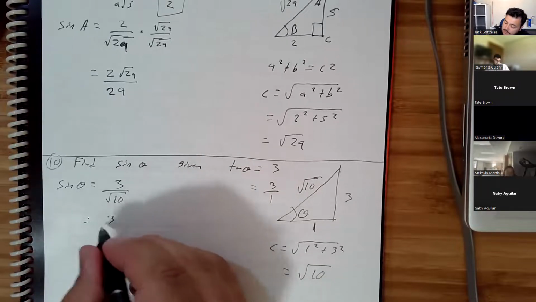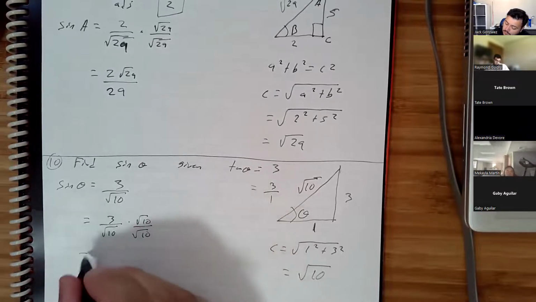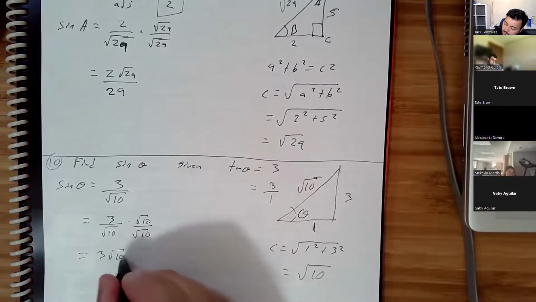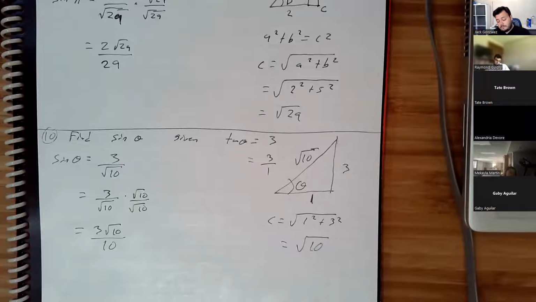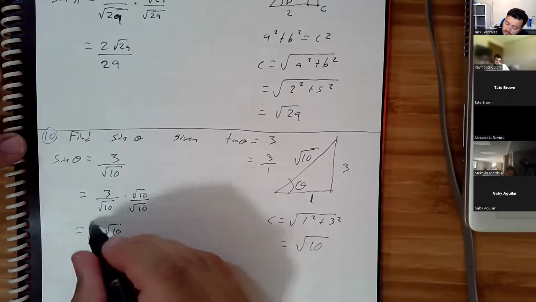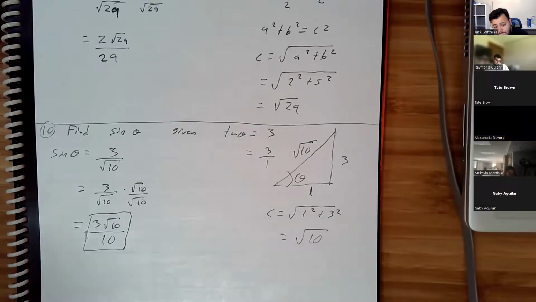If we rationalize, that'll be multiply by root 10 over root 10, which gets us to here. Any questions on number 10? It's supposed to be straightforward, but if I went too fast or if you missed something, let me know. This okay?